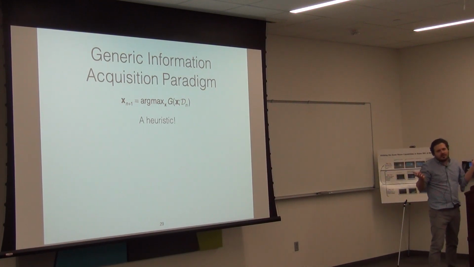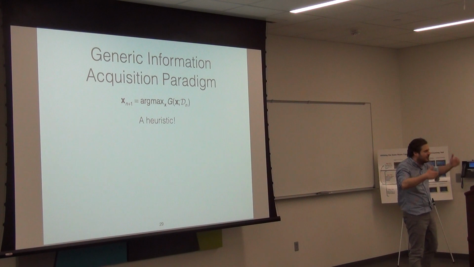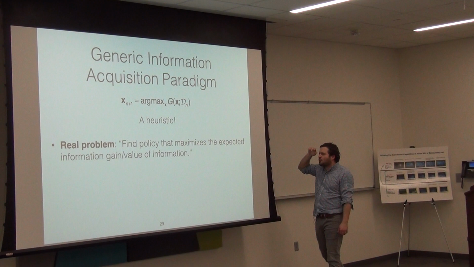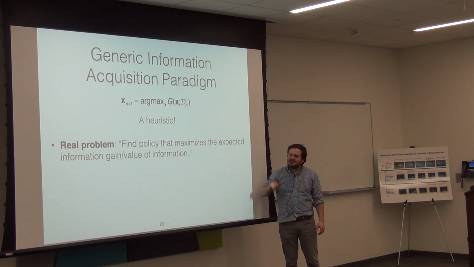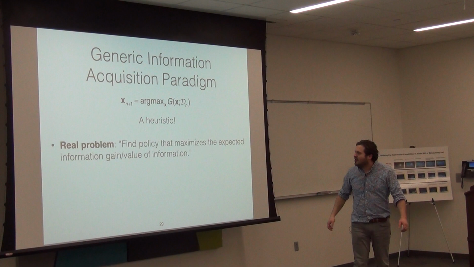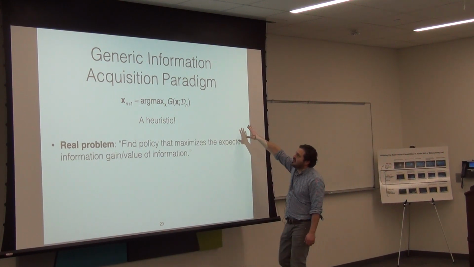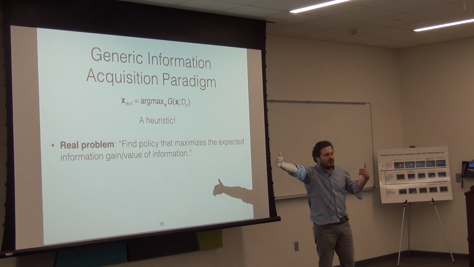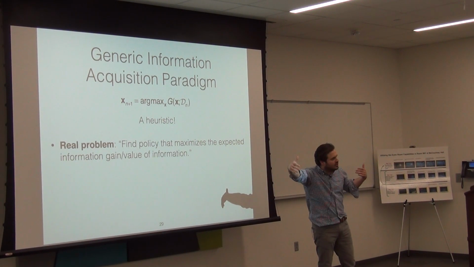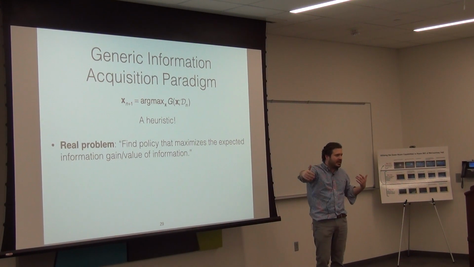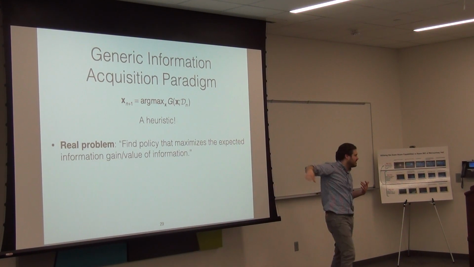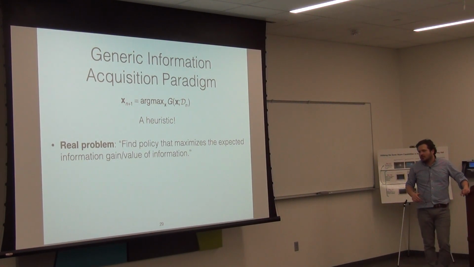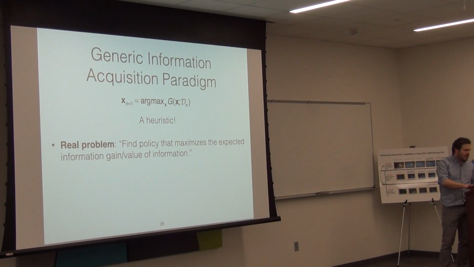This is not the optimal thing to do, this is a heuristic, because in reality, if you really think about it, the real problem is this. The real problem is to find a policy that maximizes the expected information gain or the value of information. This thing looks only one step ahead. In reality, you should look as many steps ahead as possible. You should consider the optimal stopping problem, which is a very hard dynamic programming problem. I know of only one person that has attempted to do that, and that would be Karen Willcox from MIT.